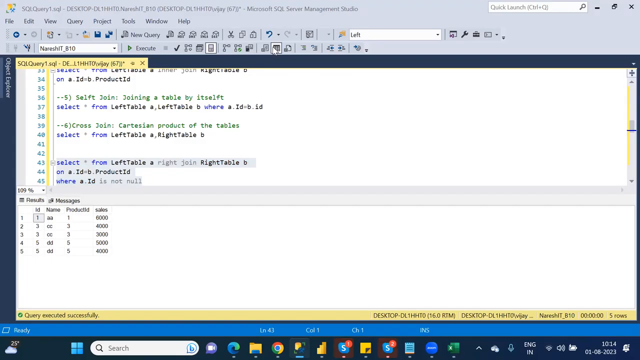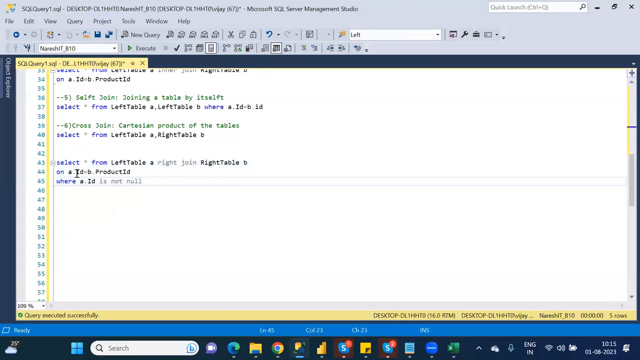Sir, can we join the records without an alias name? Without an alias name also we can join it. Alias name is not compulsory, but at the time of matching the common columns, you must write the complete table name. I will show you.